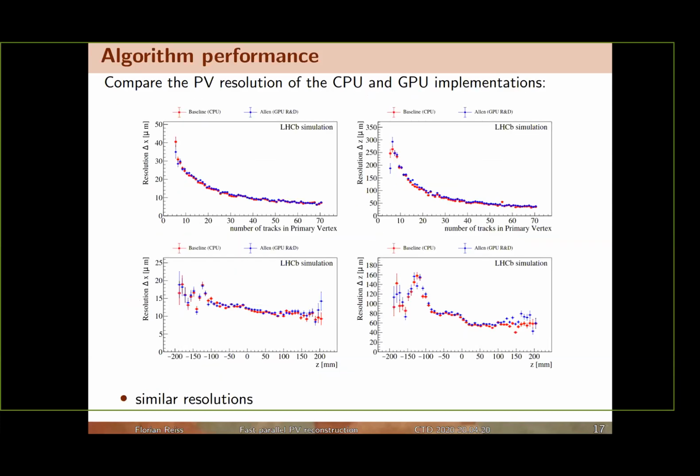Now we can also compare the resolution of the reconstructed primary vertices. So here is shown the resolution in X on the left and Z on the right. On the top, it's as a function of tracks in the simulated PV. On the bottom again, as a function of the z position of the simulated PV. And you can see overall between baseline in red and Allen in blue, it's very similar.